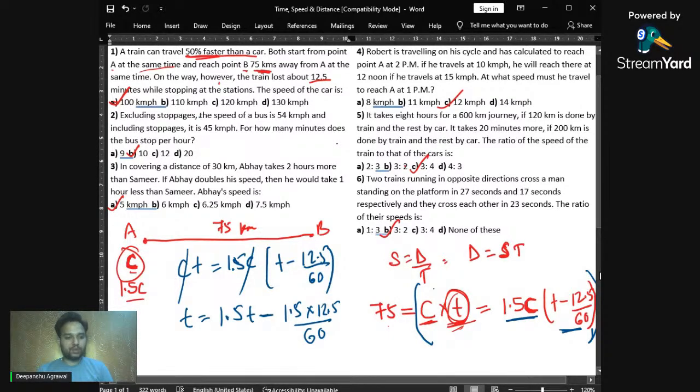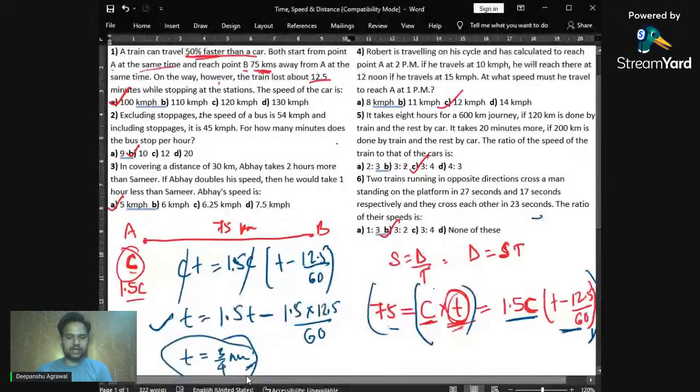So from here, if you calculate correctly, you will find the value of t, and that would be 3 by 4 hours. If you put this t into the equation 75 equal to ct, so c into 3 by 4 will be equal to 75. So the value of c would be 100. This is how you can solve it.